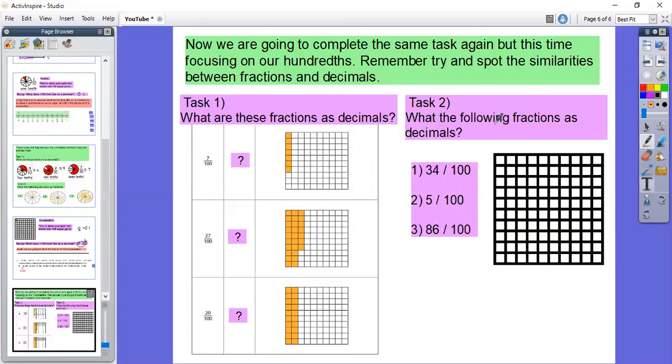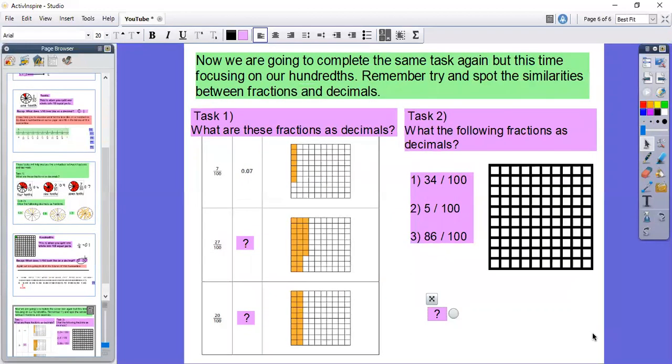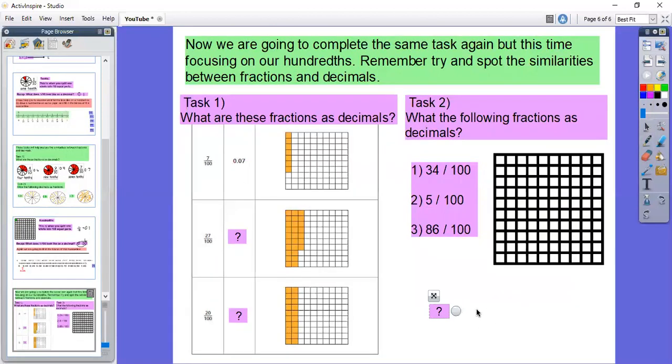Okay, so task 1, what are these fractions as decimals? So this one. So I've got 7 hundredths. How many hundredths do I have? 7. So I would put 0.07 because I haven't got any ones, I haven't got any tenths, but I do have 7 hundredths, so it's 0.07. Now, 27 hundredths, some children did find this a little bit tricky because I think they were putting 0.027.